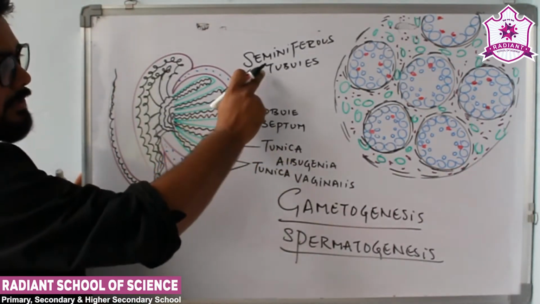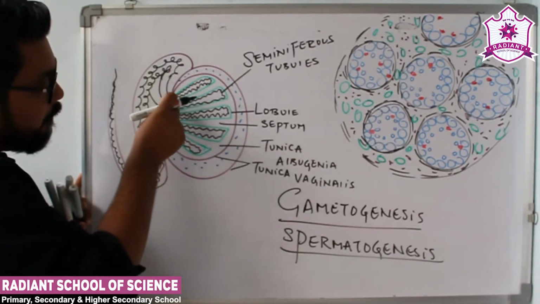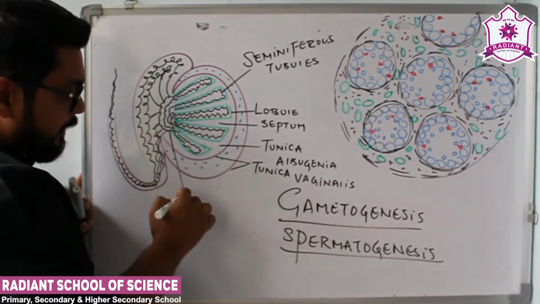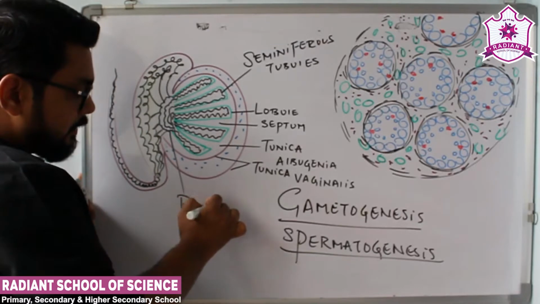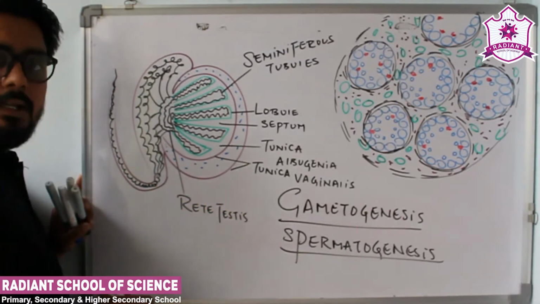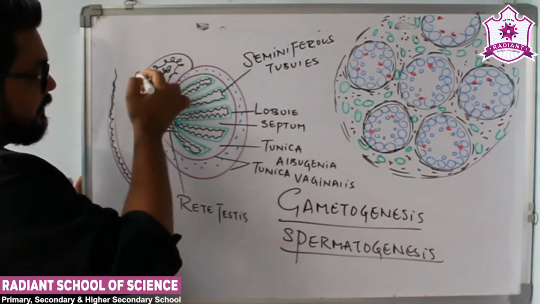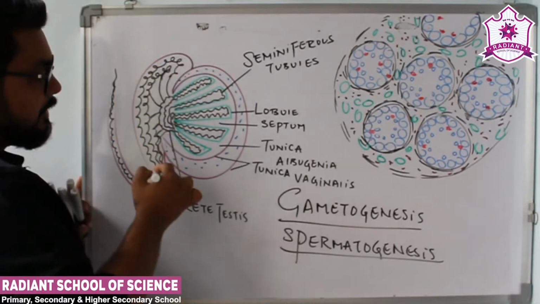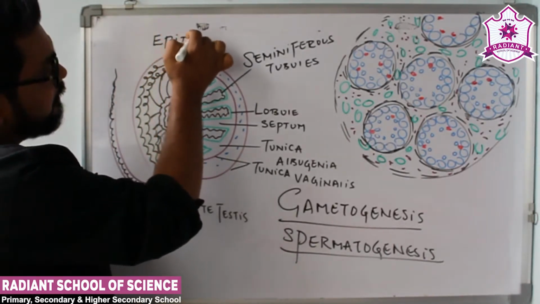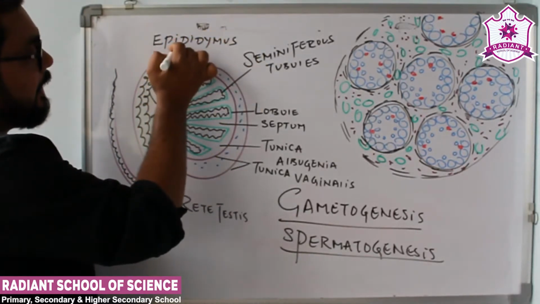Now the seminiferous tubules, as you can see, are super coiled up and they are forming a mesh kind of structure on the outer side. This mesh kind of structure is known as rete testes. Rete testes, this structure, we have labeled in the 10th standard as the epididymis.